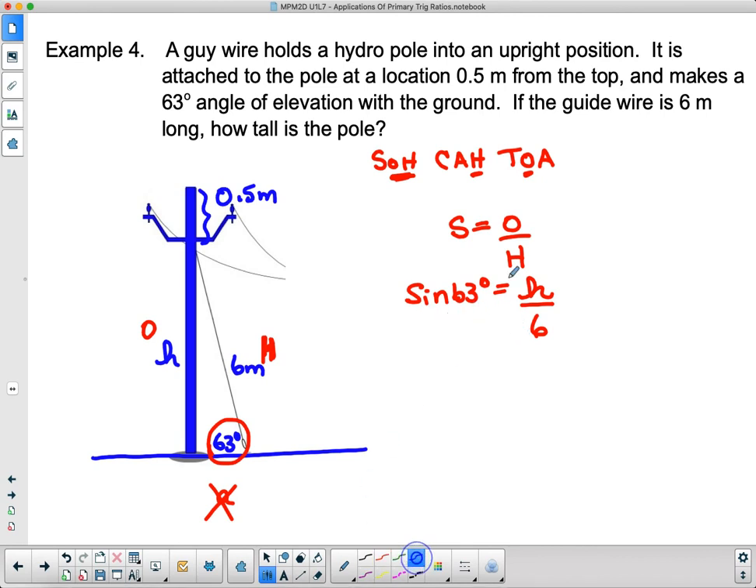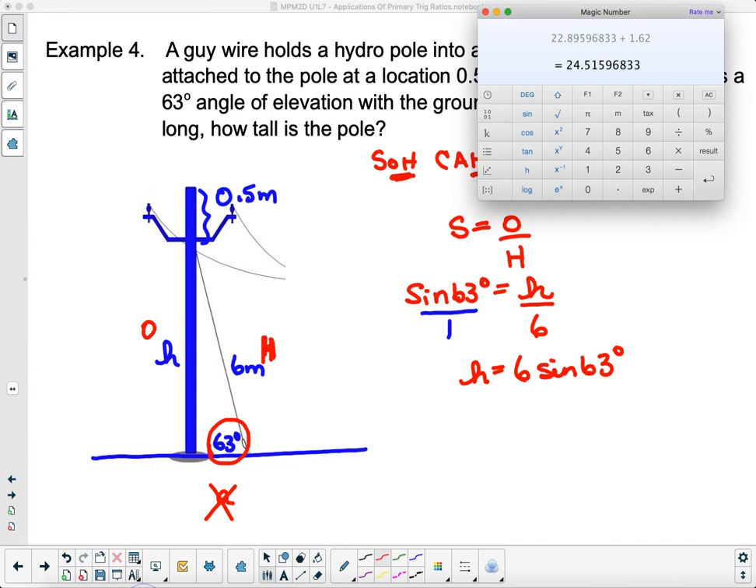Now we're going to pretend there's an over 1 here and do our cross multiplying. Or you could say we just need to get rid of 6 on this side and we're going to multiply both sides by 6. It's up to you which way you think about it. So H times 1 is H, and 6 times the sine of 63. And then we're going to pull out our handy dandy calculator and do 6 times the sine of 63, which is 5.3.